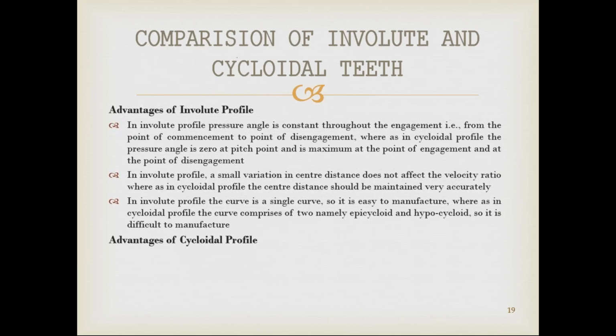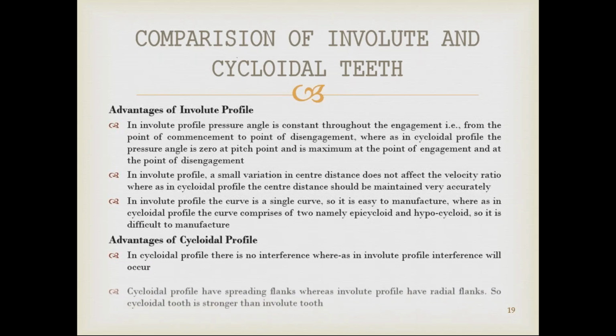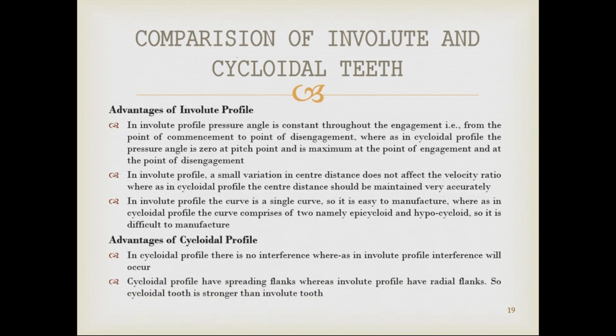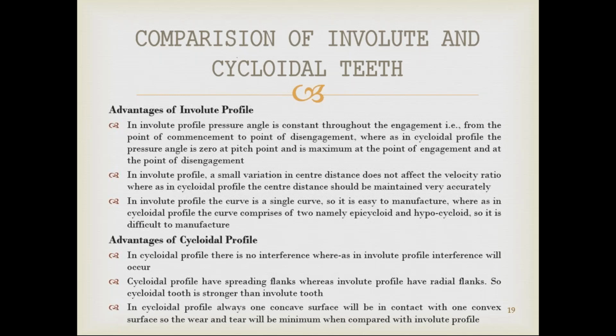So next, advantages of the cycloidal profile. In the cycloidal profile, there is no interference, whereas in the involute profile, interference will occur. Cycloidal profiles have spreading flanks, whereas involute profiles have radial flanks. So the cycloidal tooth is stronger than the involute tooth. And the last one is, in the cycloidal profile, always one concave surface will be in contact with one convex surface. So the wear and tear will be minimum when compared with the involute profile.